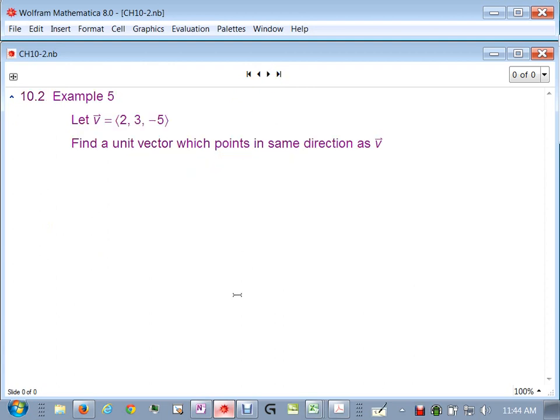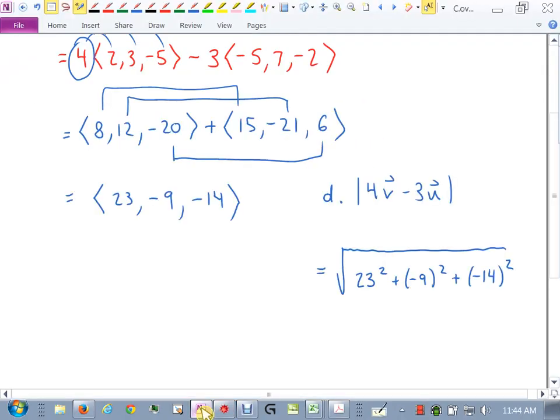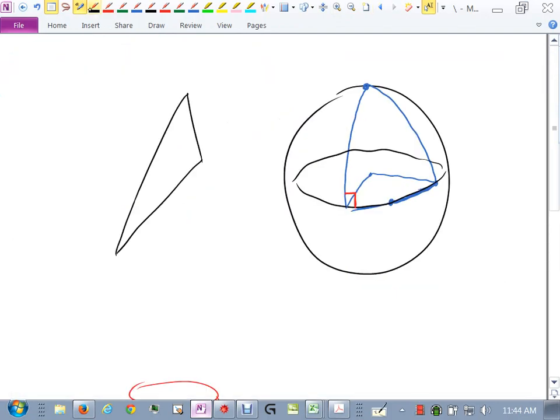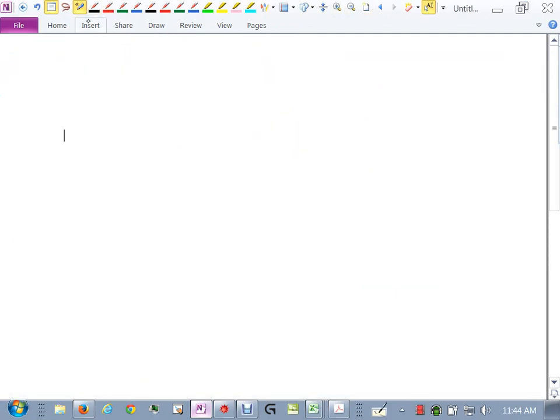So find a unit vector which points in the same direction as v. That's the next one I'll do. So v is 2, 3, negative 5.